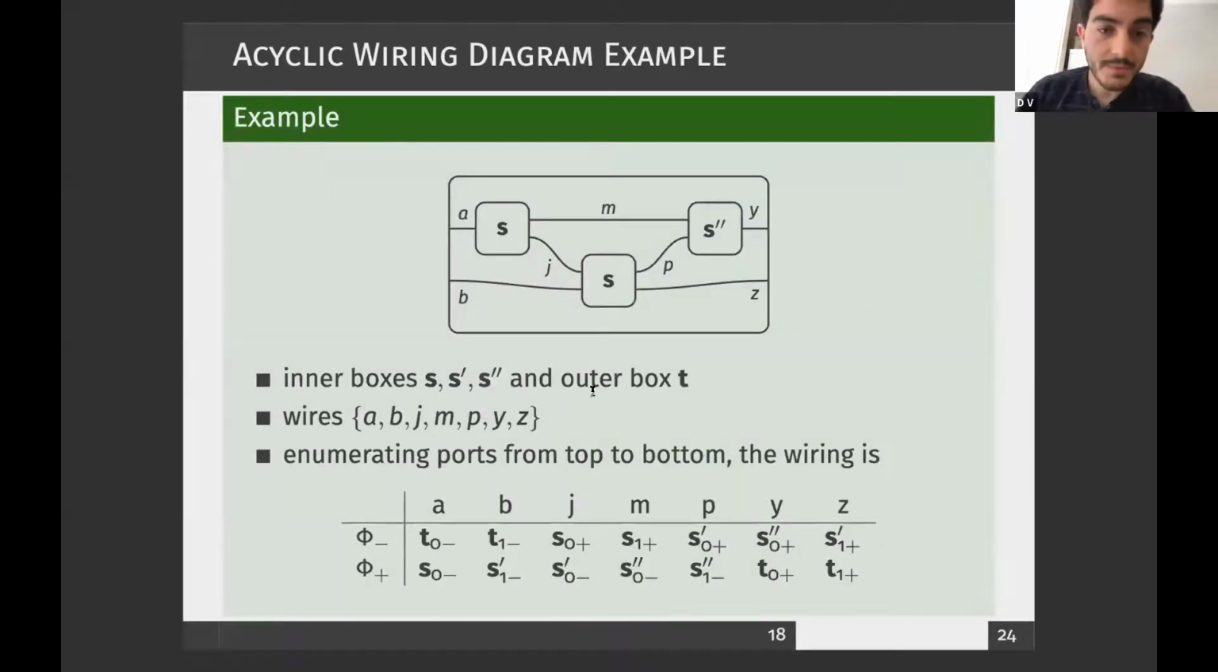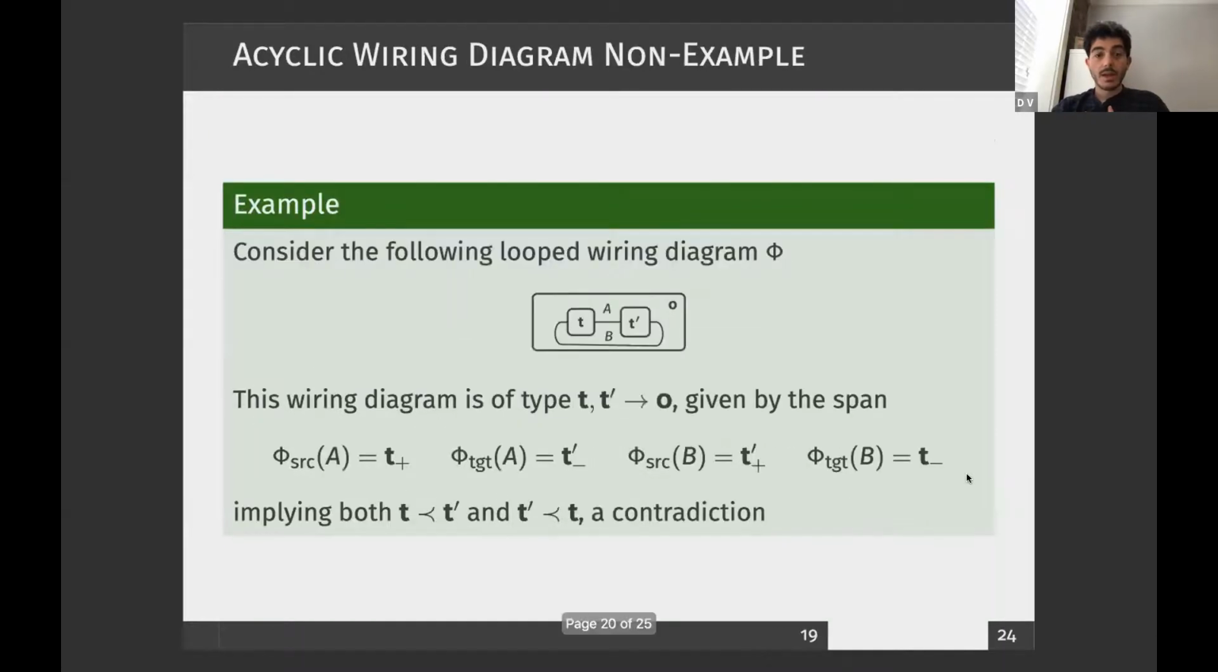Here's an example of how we stitch these wires together. The inner boxes are S, S prime, S double prime, and the outer box is T. The wires are A through Z, and here's the definition of the span. Now let's look at a non-example, one that has loops, which is what we're trying to forbid, because in a symmetric monoidal category we want to preserve a certain acyclicity since we don't have any traces. Here, the wire A means that T is less than T prime, but the wire B means that T prime is less than T. That's a contradiction. That's not a valid poset.